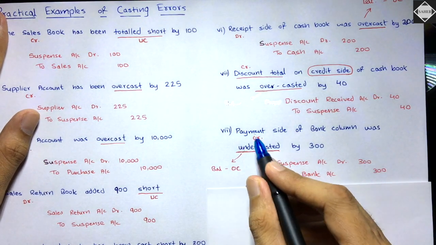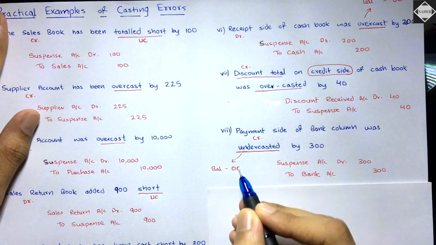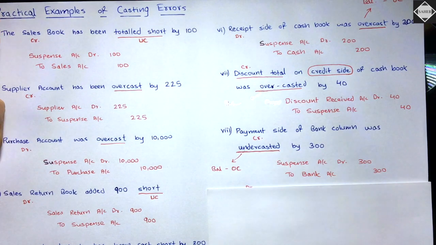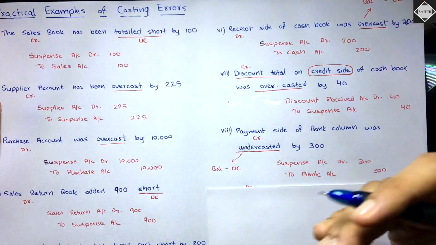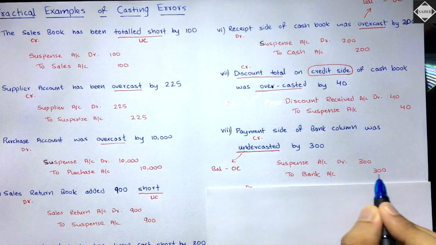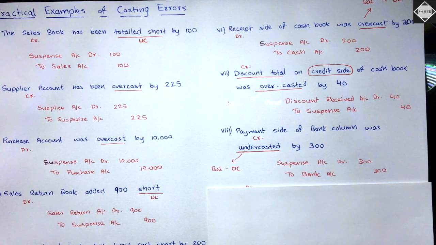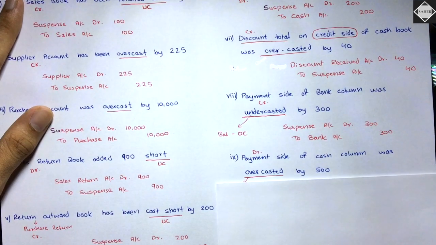See here. Payment side is undercast. Balance is overcast. If balance is overcast, what you have to do to the bank account? You have to reduce. Rectification to overcasting is reducing. So you credited and reduced the bank account and completed the handicap with the suspense account. Is that clear? Yes, we got it. Next we have the ninth transaction.